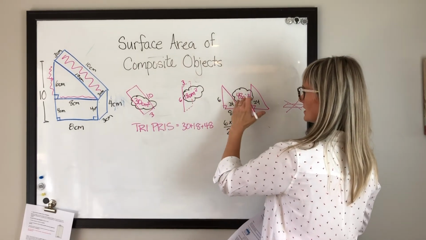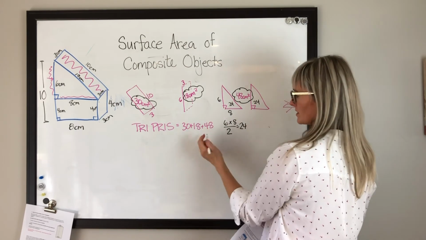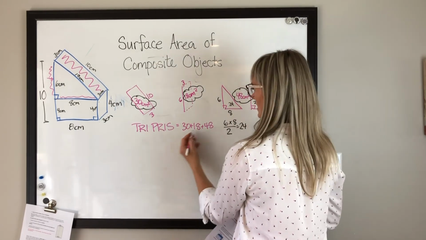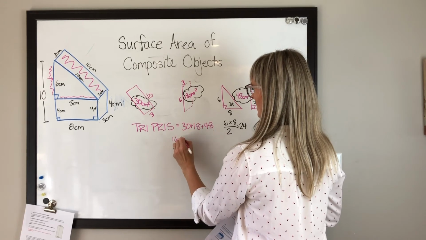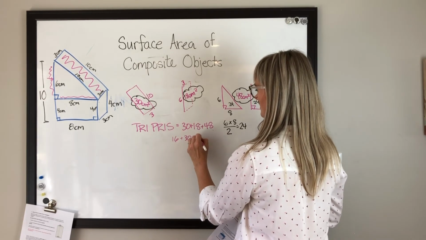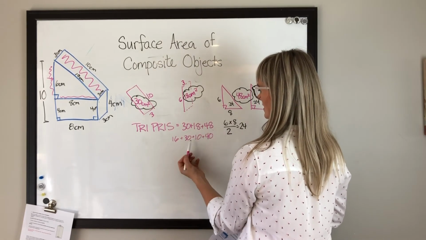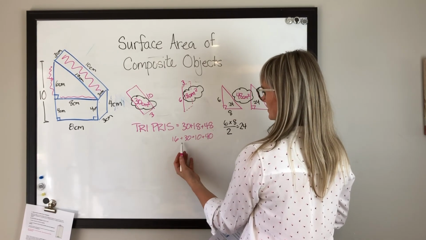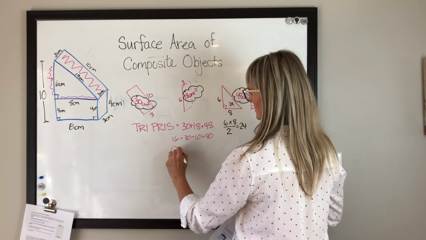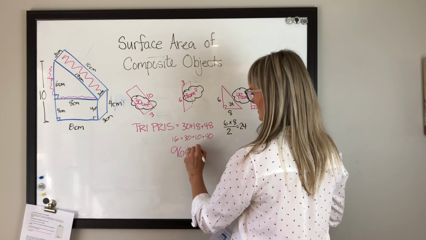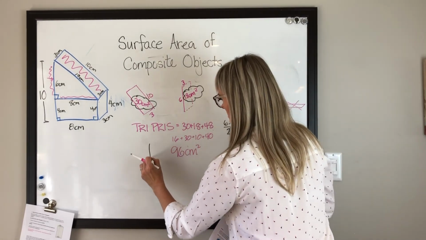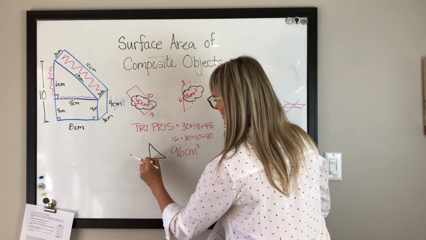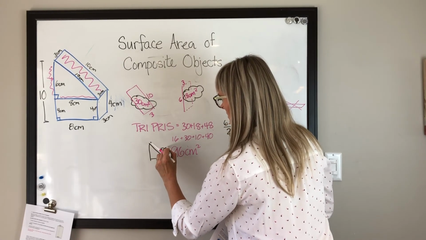30, 18, 48. This doesn't count. So you can add those all up. So I've got 8 and 8, which is going to be 16. I've got 30 plus 10 plus 40. This is going to be 40 and 40. So we've got 96. 96 centimeters squared. So that is the surface area for the total that we need.